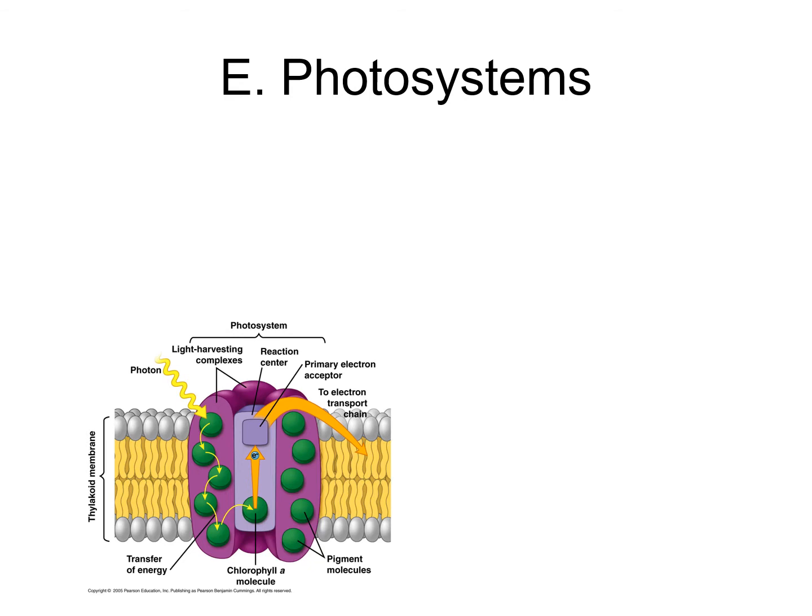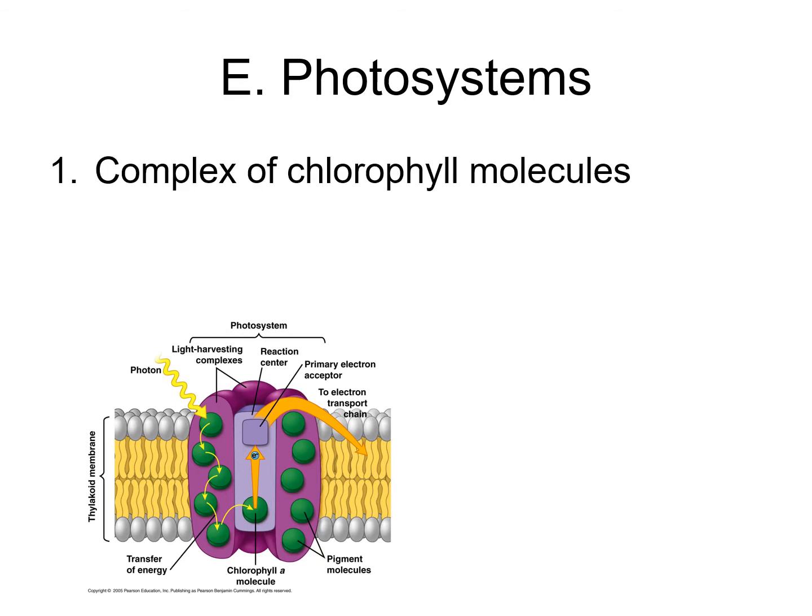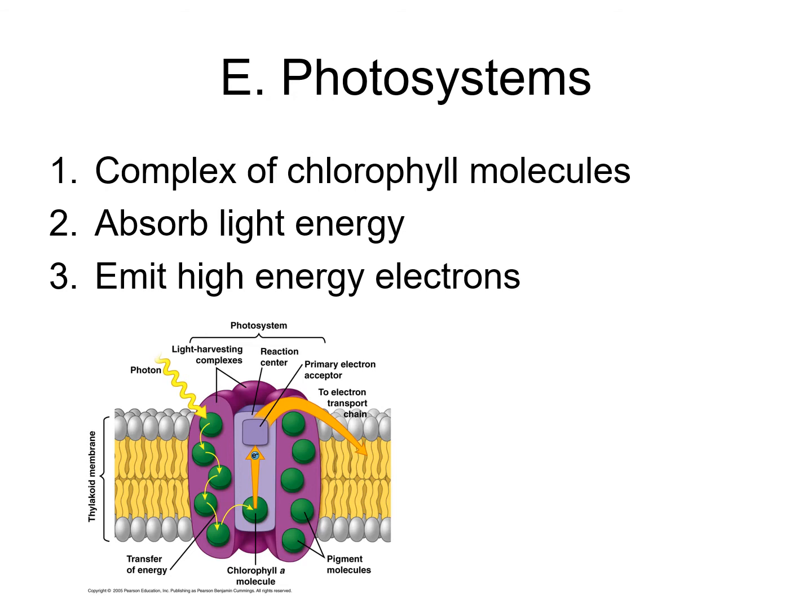Within the thylakoids of a chloroplast, chlorophyll molecules are organized into photosystems. So a photosystem is a whole complex of chlorophyll molecules. This complex absorbs photons of light, channels those photons to a centrally located chlorophyll molecule that gets so excited that it starts to emit high energy electrons, and these electrons are passed off to an electron transport chain.